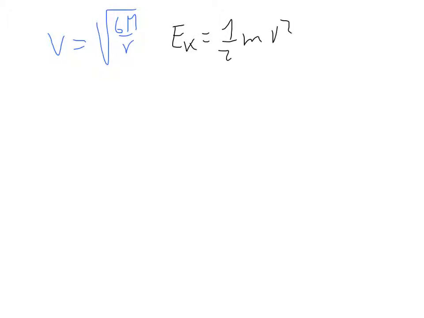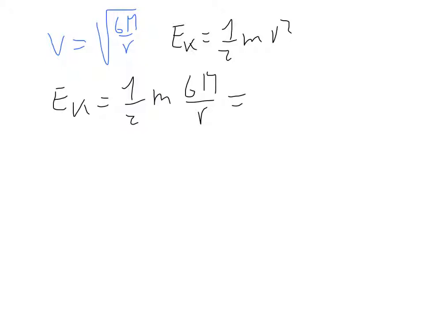Alright, so now let's continue. Now we know that the orbital speed of a satellite is the square root of GM over r, right? So what's its kinetic energy going to be? Well, kinetic energy is 1/2 mv squared, right? Yep, so kinetic energy is 1/2 times m times this squared, which is just the thing that's in the square root, right? So times GM over r.